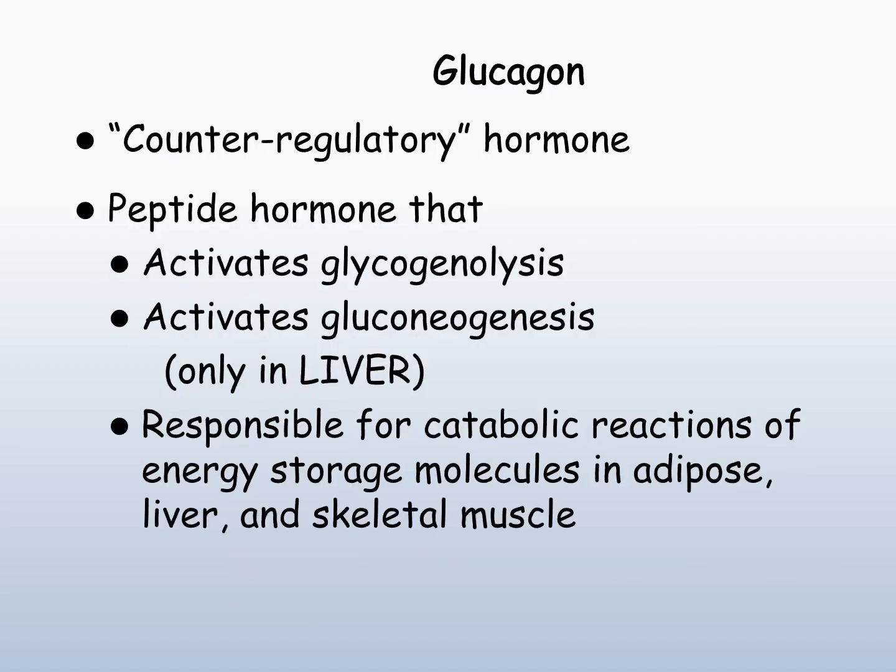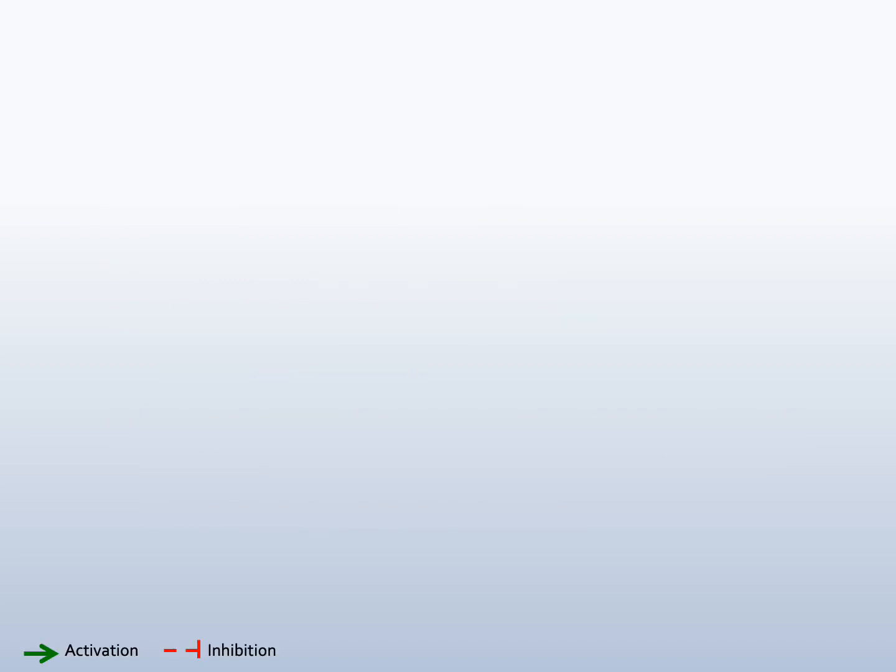Glucagon. Glucagon is a counter-regulatory hormone, which means it's going to act antagonistic to insulin. It's going to activate the breakdown of glycogen. It's going to increase the gluconeogenic pathways in the liver. So let's take a look at how these two hormones are going to counterbalance each other as it relates to glucose homeostasis. So we start with feeding behavior.